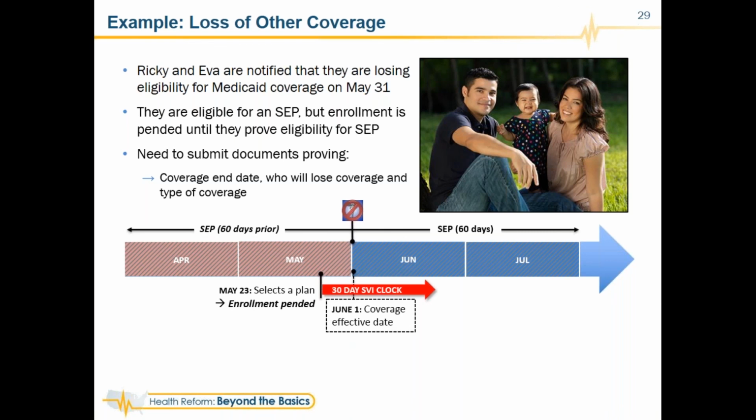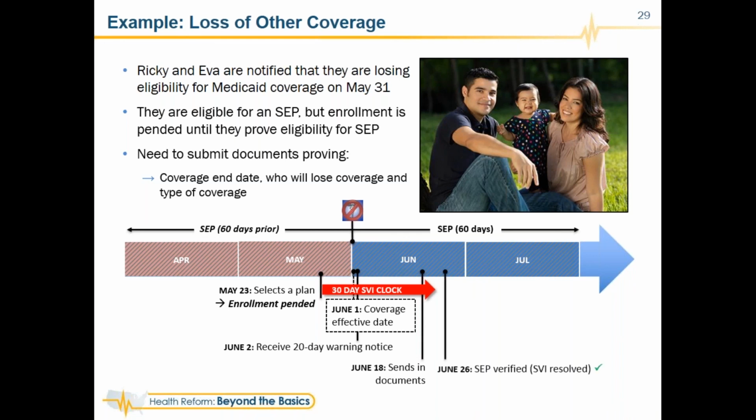On May 23rd, they select a plan, and enrollment is pending until they resolve their SBI. Their coverage effective date is June 1st, because the loss of coverage effective dates allow people to start coverage sooner than the normal effective dates. So they receive a 20-day warning notice on June 1st. They send in documents to resolve the SBI on June 18th. On June 26th, the SBI is resolved and coverage begins for them on June 1st.